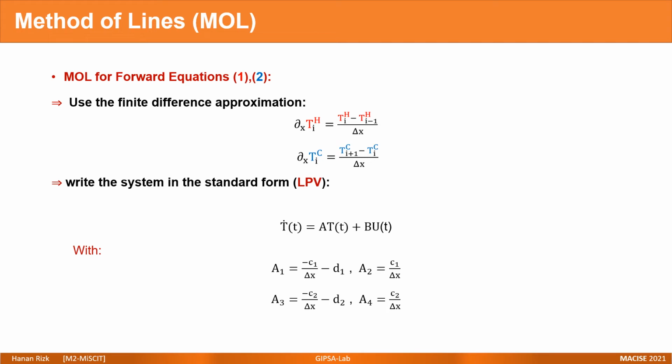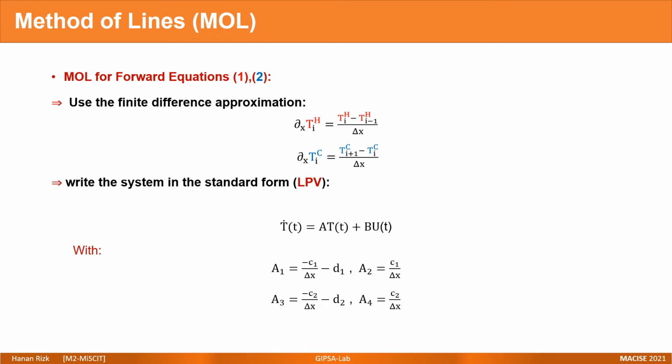Next, we will solve the system PDEs and the adjoint PDEs using a method of lines. In order to solve the forward equations using a method of lines, the first step is to use the finite difference approximation, as we see in this slide for the hot flow and the cold flow. And the first partial derivatives can be approximated as we see for the hot flow and the cold flow.